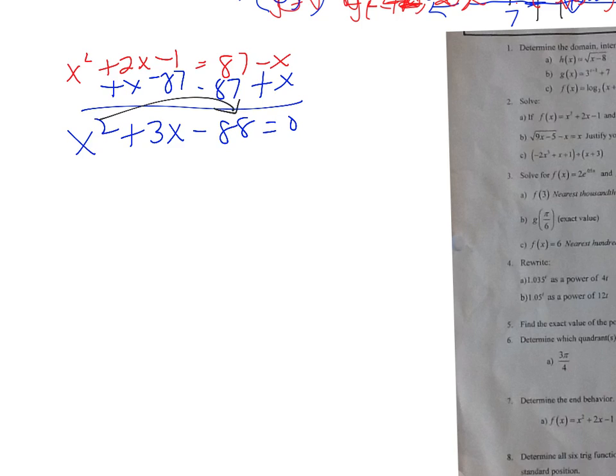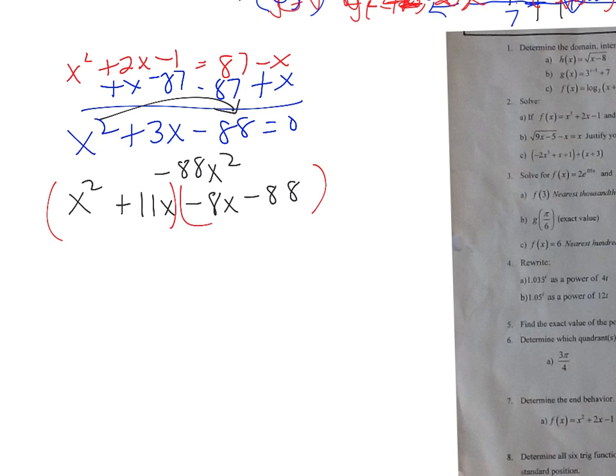So you multiply the first times the last, I get negative 88 x squared. So now I'm looking for two numbers that multiply to negative 88 and add to give me a 3. That would be 11 and 8. They have to be different signs to get a negative 88. And when I combine like terms, I have to get a positive 3. So it's positive 11x and minus 8x. So it's minus 88 and x squared.